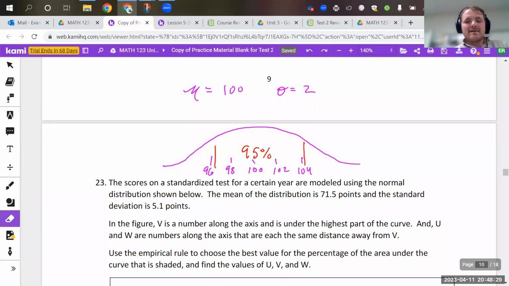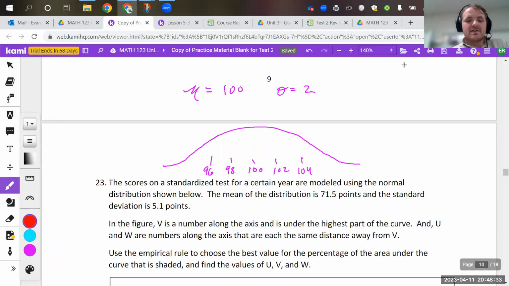And then if you do the same exact thing with a third standard deviation, so 94 and 106, that area between those two would be 99.7%.